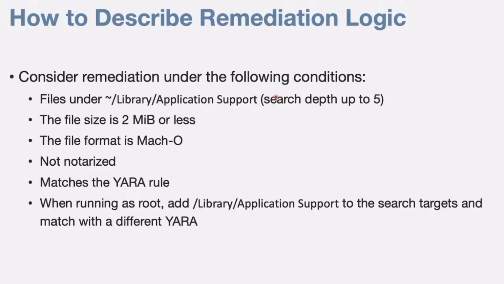Remediation logic can sometimes get complicated, and when it does, the code tends to become quite verbose. For example, let's say we want to delete a file only if the following conditions are met. The target file is located under the Library Application Support directory. Its file size is 2 megabytes or smaller. File format is Mach-O, not notarized. It matches a YARA rule. And if the scanner is running as root, an additional directory should also be scanned.